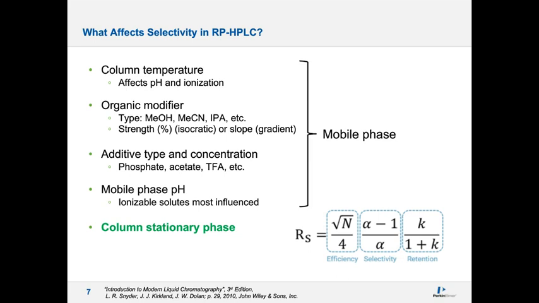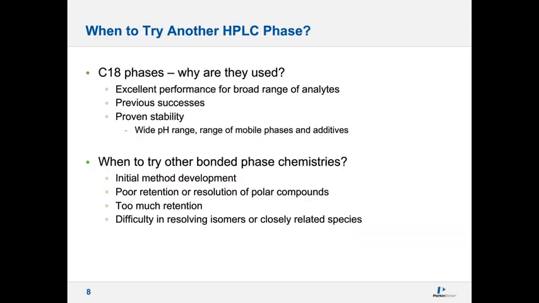So why are C18 phases used? They remain the go-to column of choice for reverse phase LC separations, as they have excellent performance for a broad range of analytes, and they have long-standing proven stability over a wide pH range, as well as a range of mobile phases and additives. Some laboratories may choose to simply use a C18 phase because of previous success with other analytes, or because of column availability in their lab.